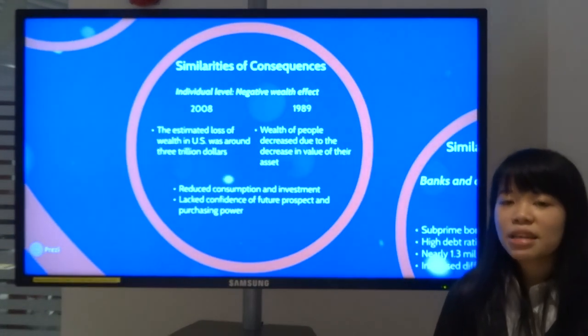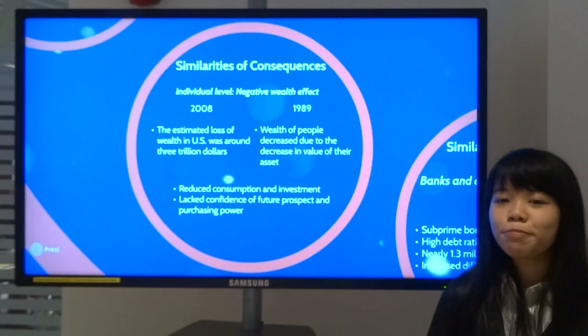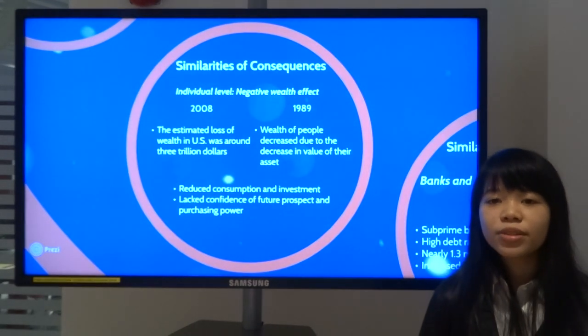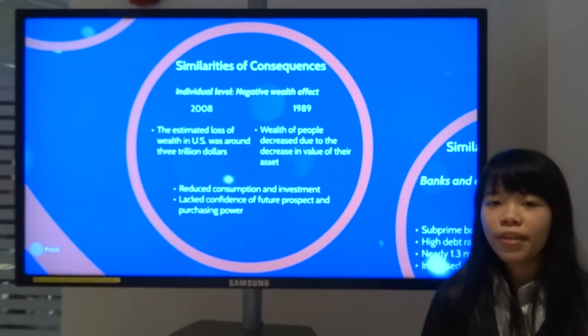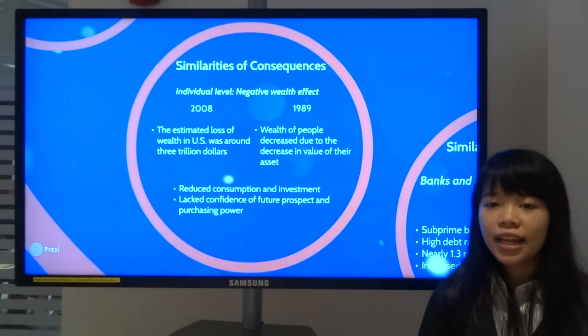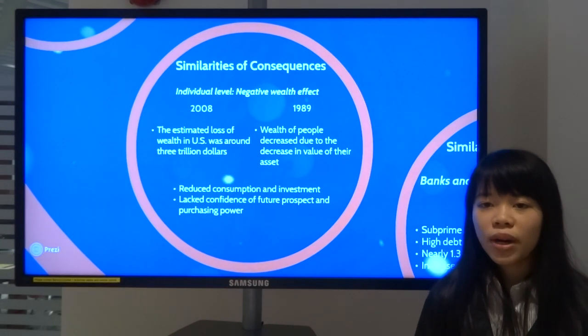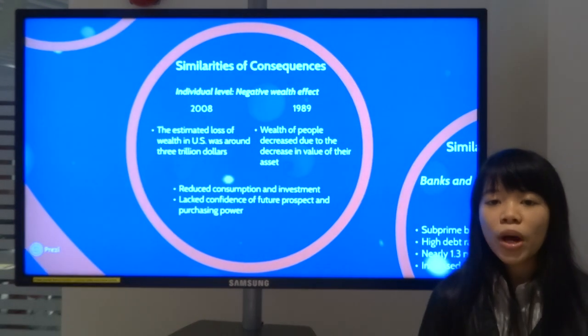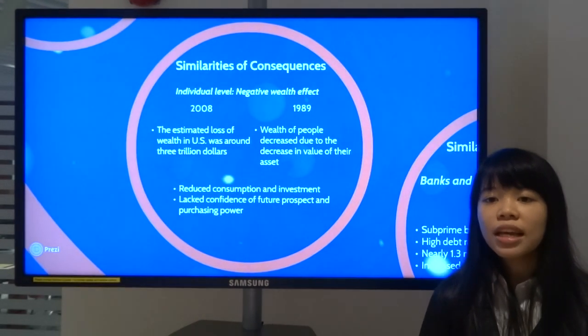The decline in asset price led to a balance sheet recession in both countries involved in these two crises. For individuals, both crises led to a negative wealth effect. In the credit crisis in 2008, the U.S. was suffering from diminishing wealth. The estimated loss of wealth in the U.S. was around $3 trillion. In the Japan asset bubble in 1987, the wealth of people decreased due to the decrease in the value of the asset.